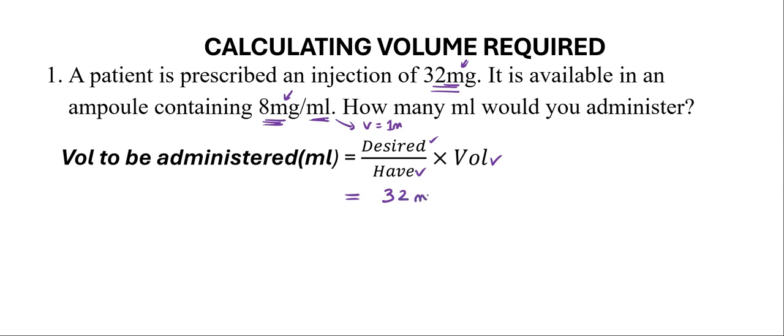32 milligrams as the desired over 8 milligrams multiplied by the volume of 1 milliliter. The units will cancel out. 8 goes into 32 4 times. So 4 times 1 ml will be equal to 4 milliliters as the volume to be administered.